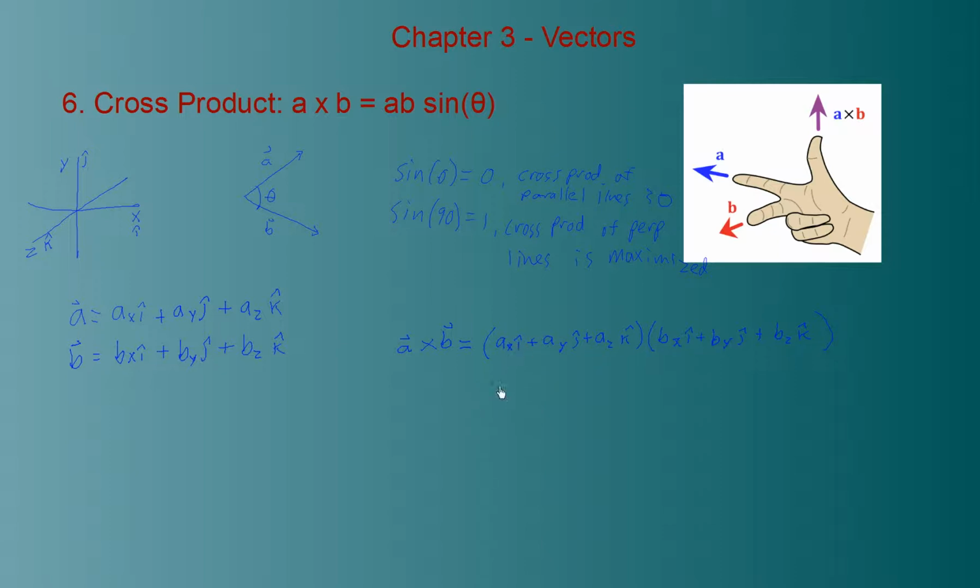Basically, you distribute, right? You do AX I hat times BX I hat, right? And then you do AX I hat times the next term times BY J hat. But the thing to notice is if you do I hat times I hat, those are two parallel vectors, and the cross product of a parallel vector is 0. So this disappears, whereas I hat cross J hat doesn't disappear.